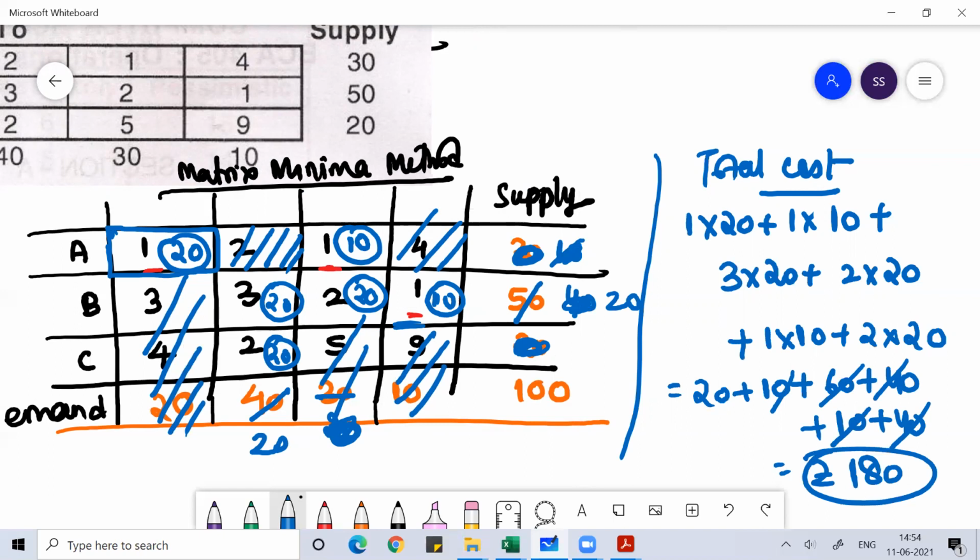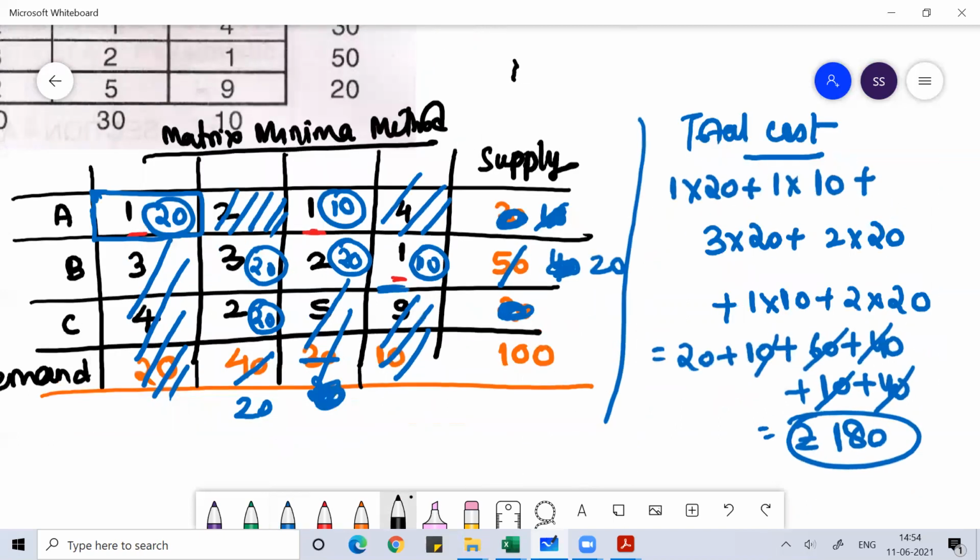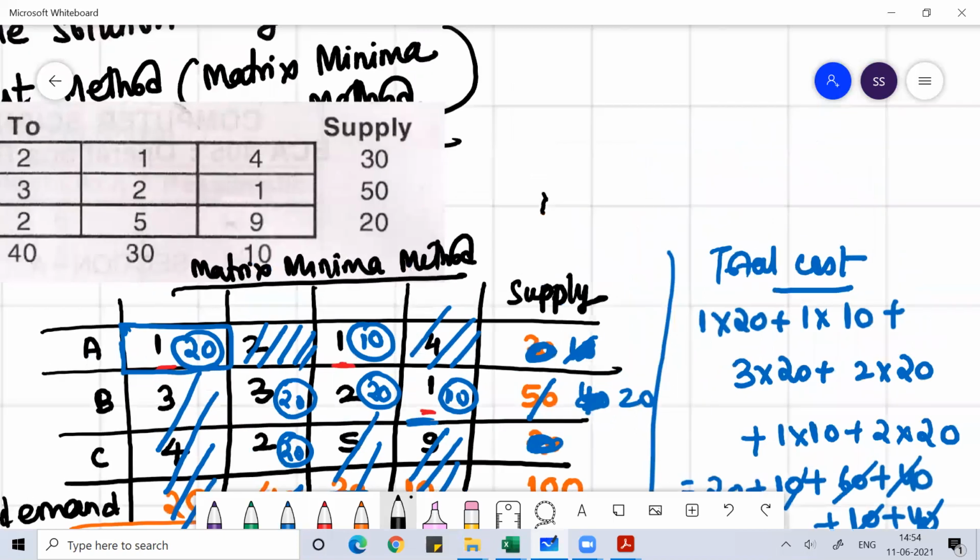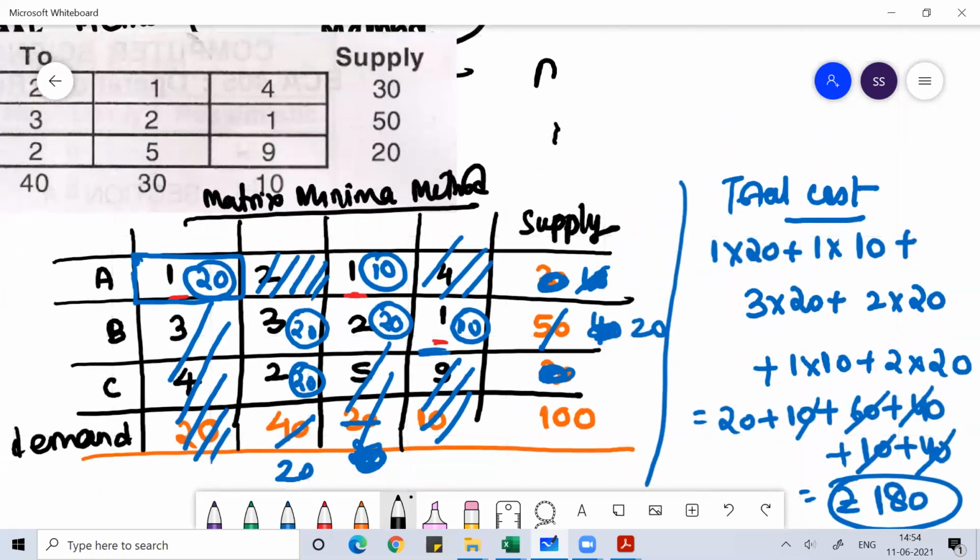Always see the test of degeneracy. I hope you remember it; for the last two classes I've been talking about it. Test of degeneracy basically means the number of allocations should follow this rule: m plus n minus 1.